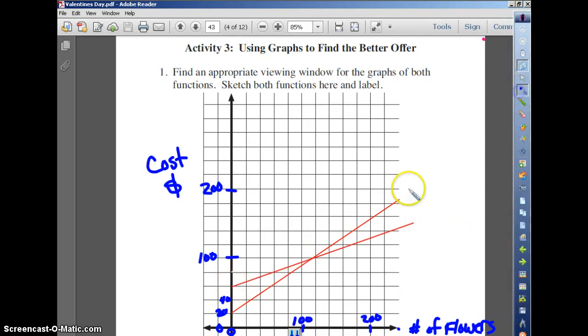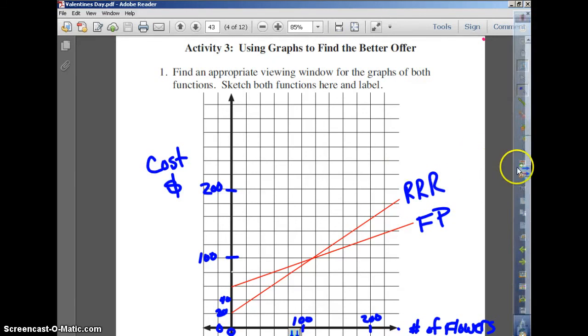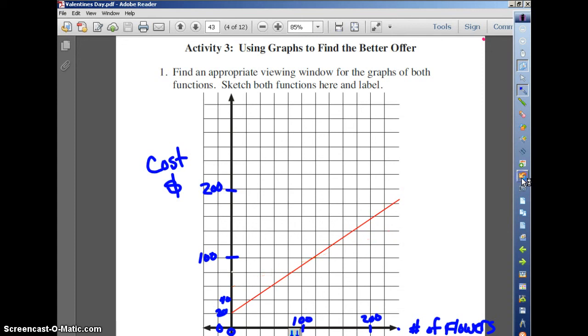And I want you to label them. This is Roses Are Red, and this is Flower Power. You're going to graph all of the points, and then you're going to connect them with a straight line. I was just doing this real quick as an example. So that's what I want you guys to have done by Monday. Okay, good luck.